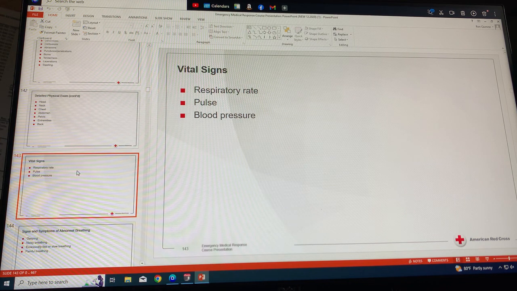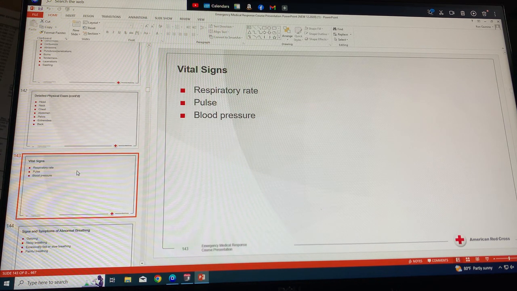Vital signs. The initial set of vital signs provides a starting point for establishing a baseline to determine the status of your patient. The vital signs can tell you how the body is responding to injury or illness. Look for changes in vital signs as you provide care and note anything unusual.